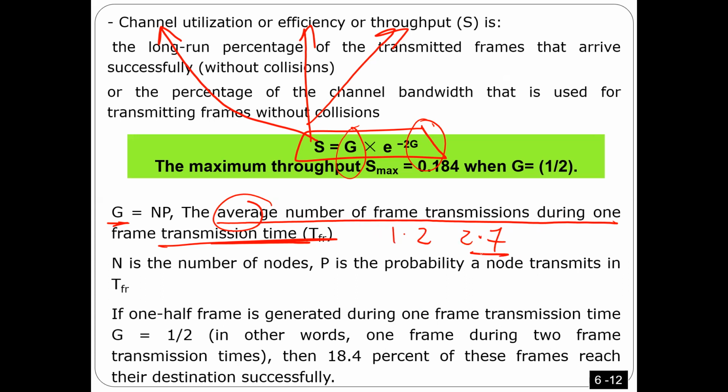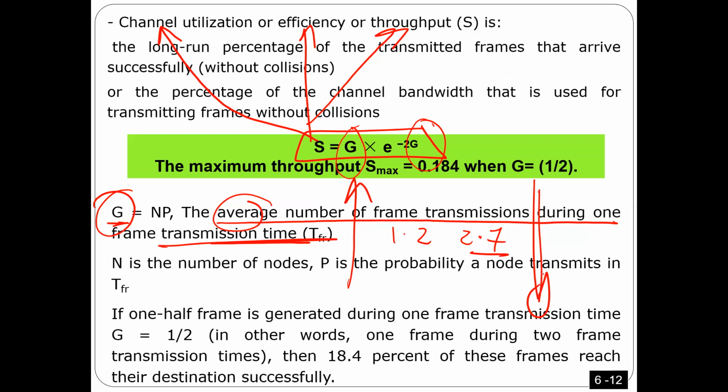So what is G telling us? When this average increases, what does it mean? When it is less, what does it mean? When this average increases, that means the computers are transmitting too much data. Too much data transmitted, right? They are hungry, they are transmitting. You know what I'm saying?